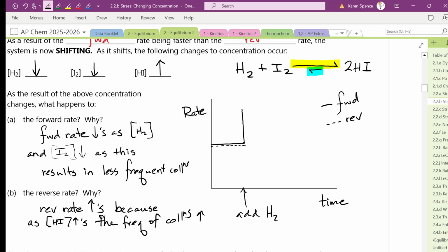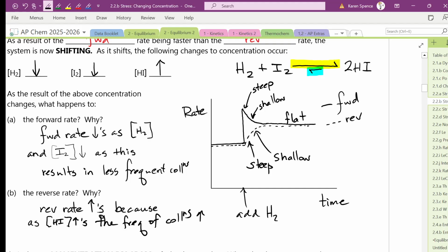now what shape should these curves take? Yep, they should go steep and then shallow and then flat. Steep, shallow, flat, and they should meet somewhere in the middle. Steep, shallow, flat, steep, shallow, flat. Meet in the middle.